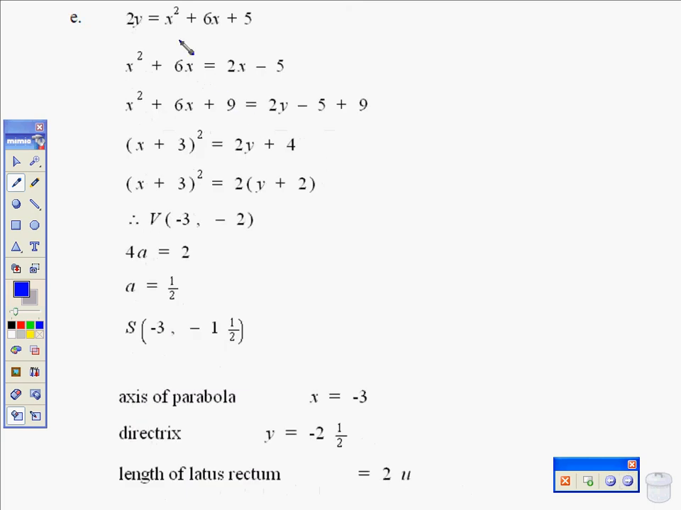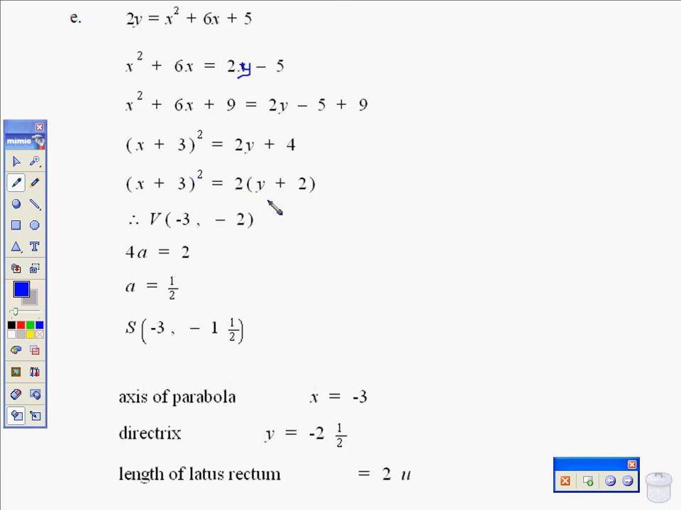Again, manipulating this time. Completing the square, so we take the 5 across. 9 is the number we add to complete the square because 6 divided by 2 is 3 and square it is 9. Gives us 2y on this, so that should be a y there. So 2y minus 5 plus 9 because we added the 9 on both sides. Gives us 2y plus 4. We've got the nice factorization of completing the square.